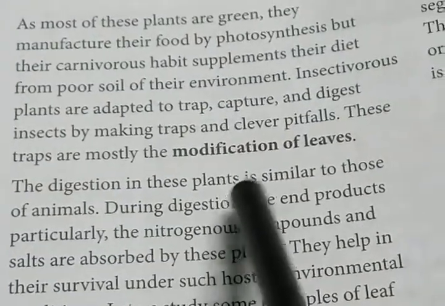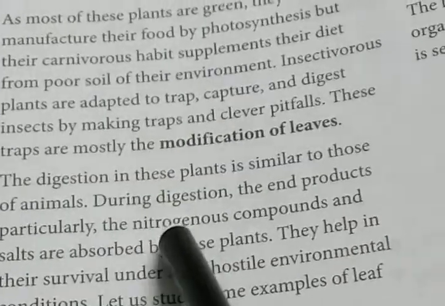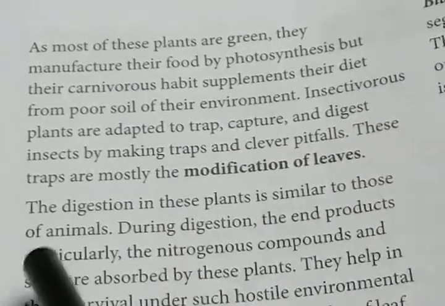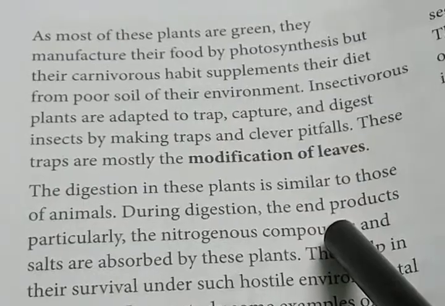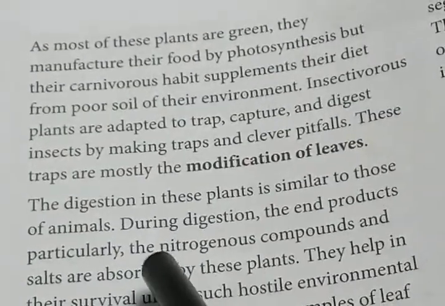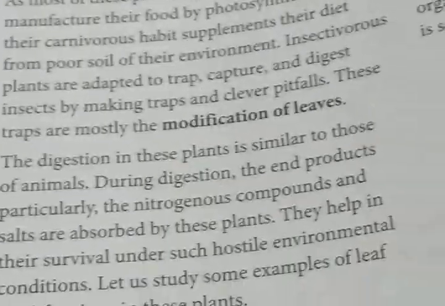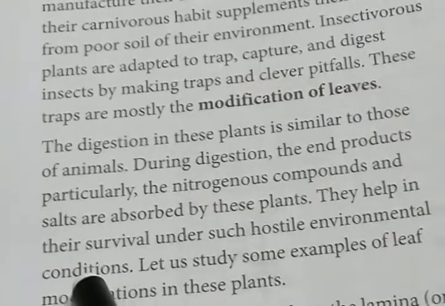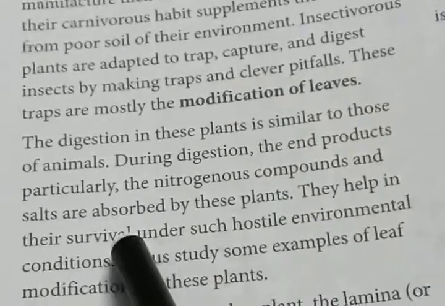The digestion in these plants is similar to that of animals. During digestion, the end products, particularly the nitrogenous compound. So by the consumption of different insects, carnivorous plants fulfill their nitrogenous products from the digestion of the particular insects. They help in their survival under such hostile environmental conditions. So in this way, they fulfill their nitrogenous compound in their body growth and it helps to sustain in life.